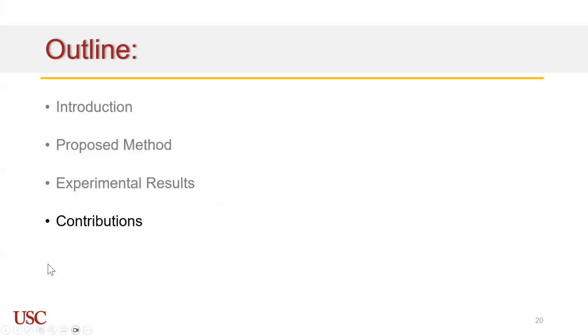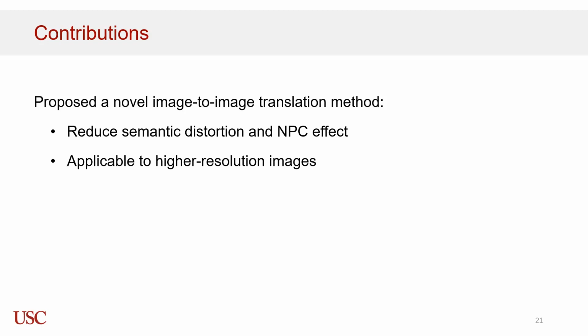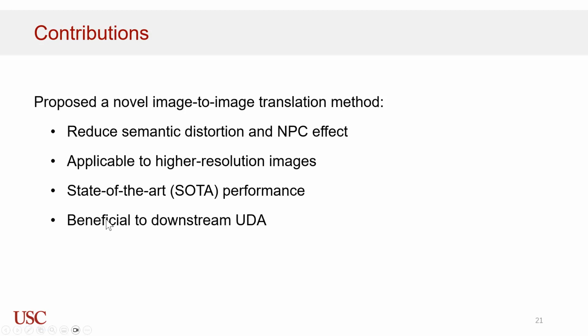Finally, I'm going to conclude my talk with the contributions of our work. So we proposed a novel image-to-image translation method that reduces semantic distortion and the NPC effect. Our method is also applicable to higher resolution images, it has state-of-the-art performance, and it can also be beneficial to downstream tasks like UDA.